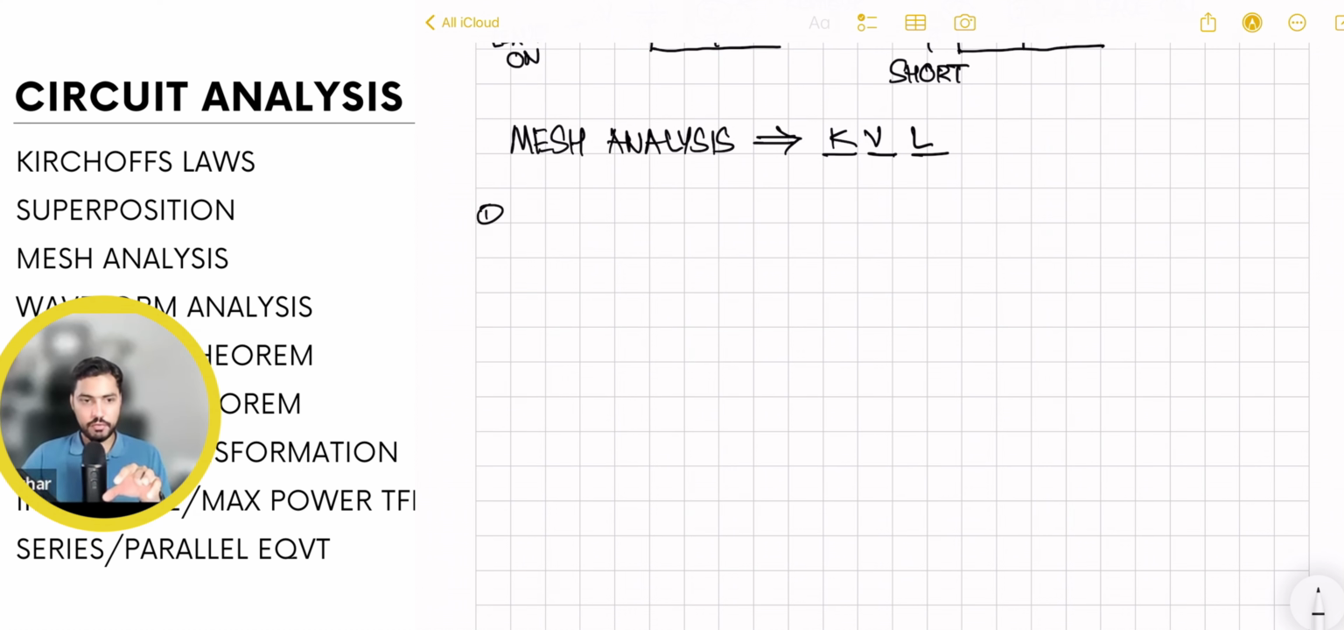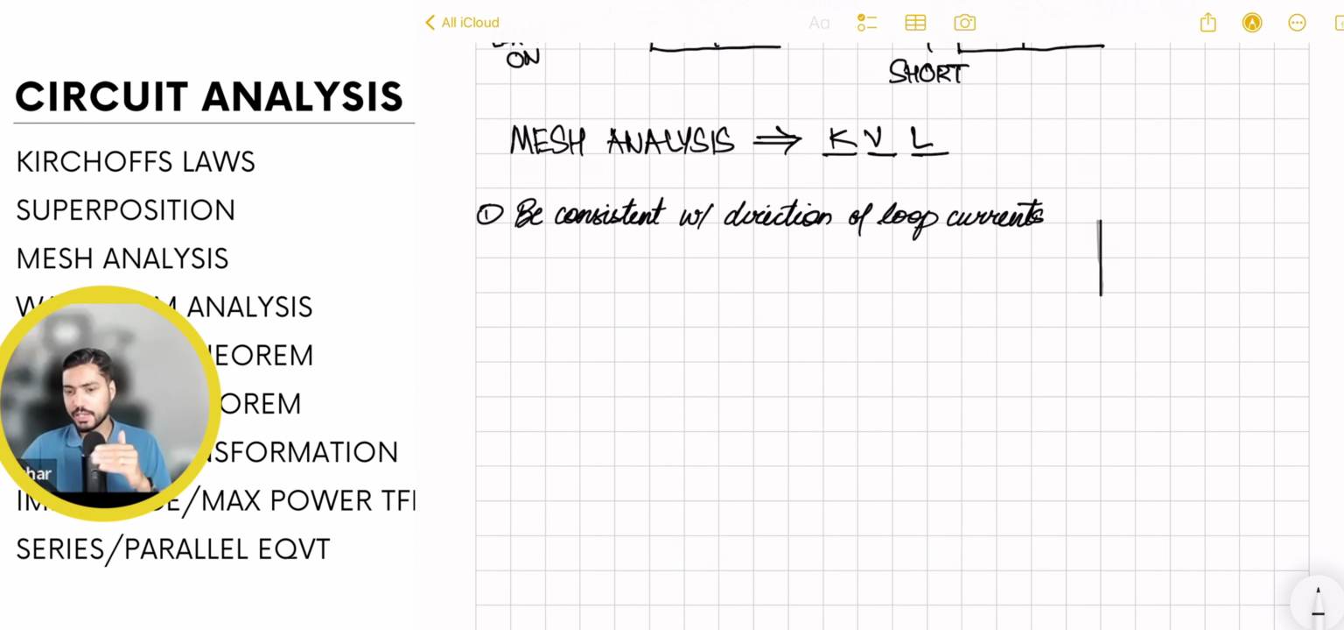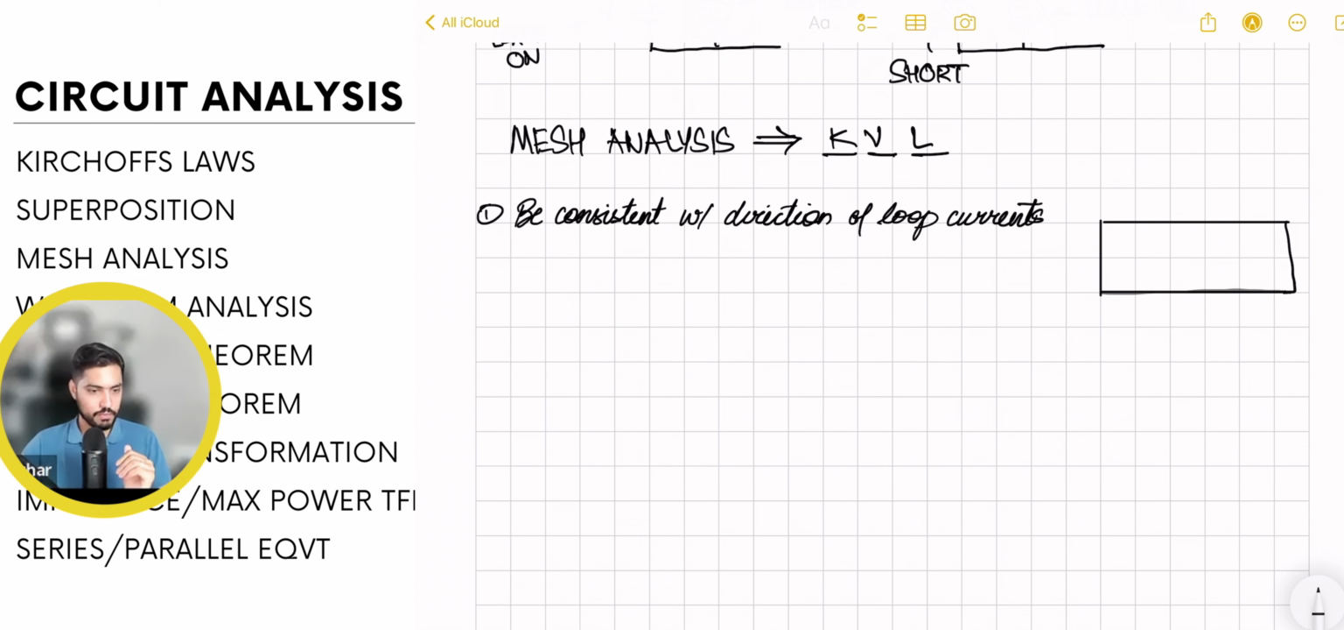So if I'm using mesh analysis to solve a circuit, there are only 2 things you need to remember. And again, this is not explicitly mentioned in the reference handbook. This is assumed knowledge. First, I need to be consistent with the direction of my loop currents. Don't set one as clockwise and the other one as counterclockwise. Please don't do that. If you're setting one as counterclockwise, set the other one as counterclockwise as well. Is that clear?